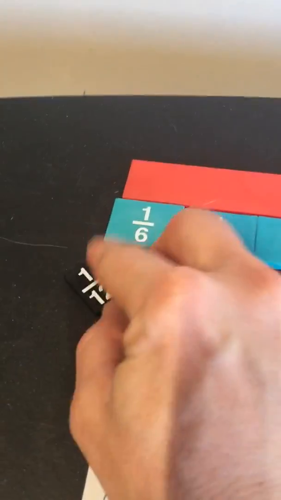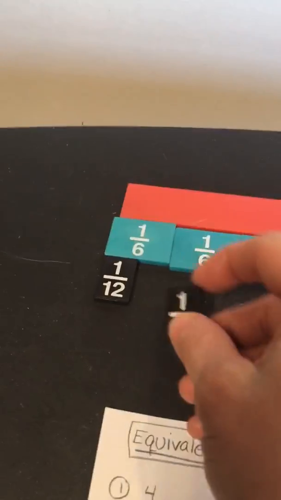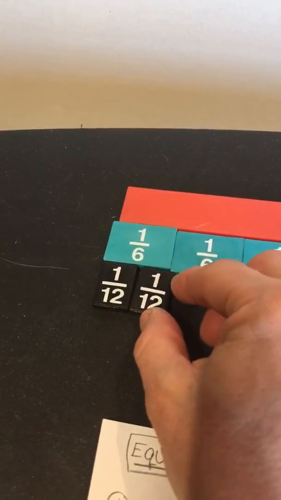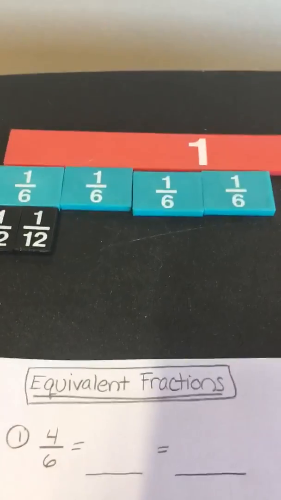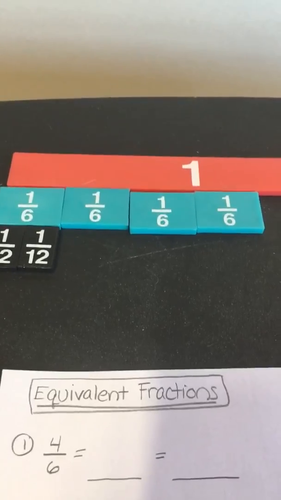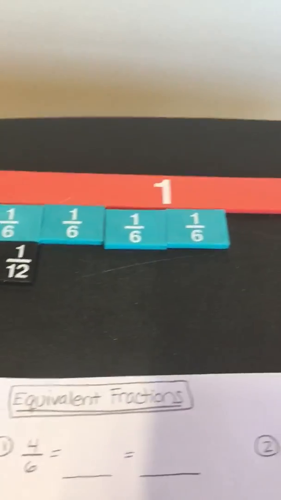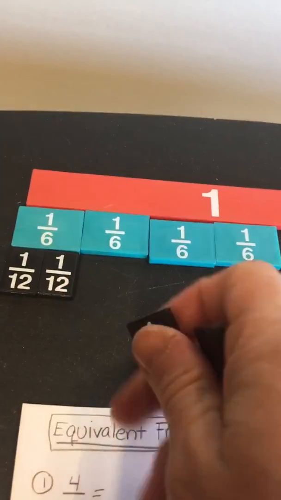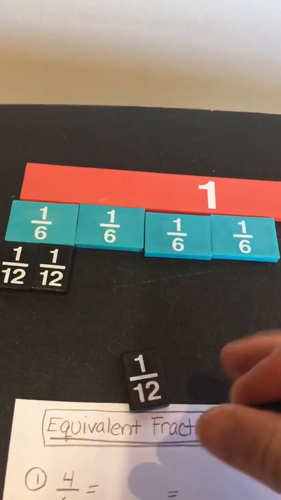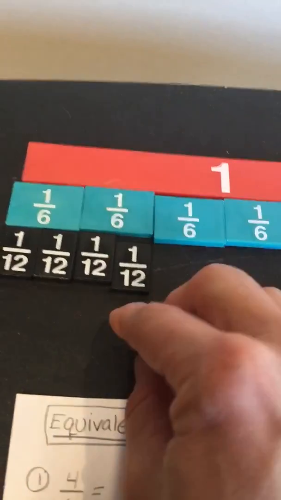So let's see. 1/6 equals 2/12. So before I put all these out, can you guys make a guess on how many 12ths we'll need for 4/6? Think about it for a minute. Okay, so it's 2, and we have 1, 2, 3, 4 of those. So I'm going to say that we're going to need probably 8. So let's double check. 12ths.